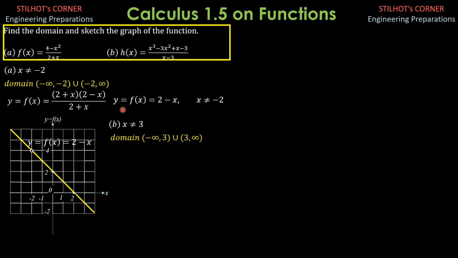So we set y equals h of x, and h of x is equal to, it can be factored, the numerator can be factored into x minus 3, x squared plus 1 over x minus 3. So we can cancel x minus 3 as long as x is not equal to 3. So y equals h of x equals x squared plus 1, which is a parabola open upward. Let's transform this into x squared equals y minus 1, where x is not equal to 3.